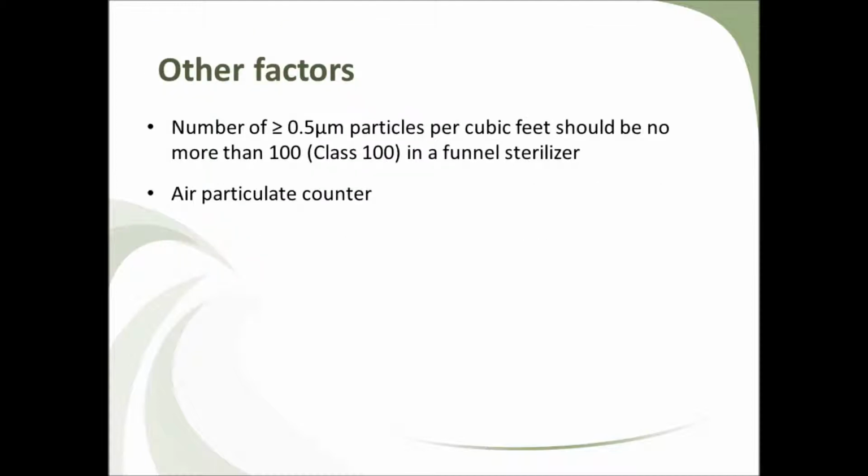Another physical parameter is the air particulate count, which should follow the Class 100 air classification. This means that the number of particles that are more than 0.5 micrometer per cubic feet should be no more than 100. This parameter can be monitored using an air particulate counter.